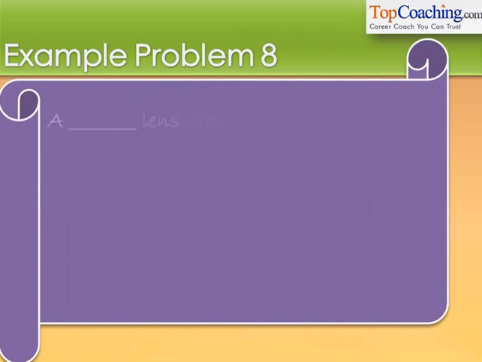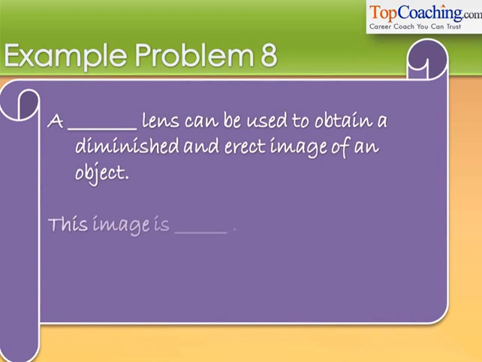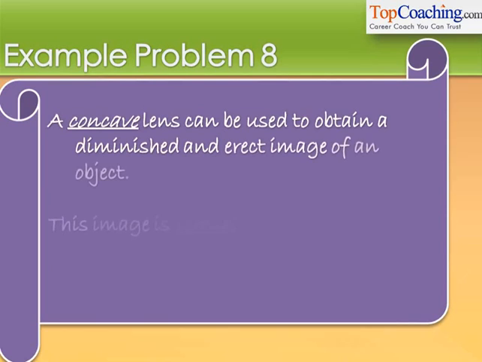Here's the next problem. A dash lens can be used to obtain a diminished and erect image of an object. The image is dash. This question is quite simple. We just learnt that only a concave lens can produce a diminished and erect image. You see, a convex lens produces an erect image only when the image is virtual, and even in that case, the image is enlarged. So that's our answer.